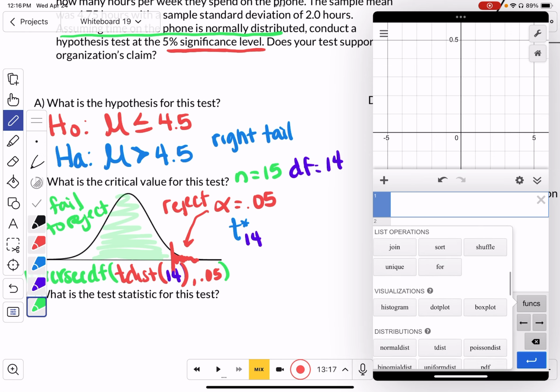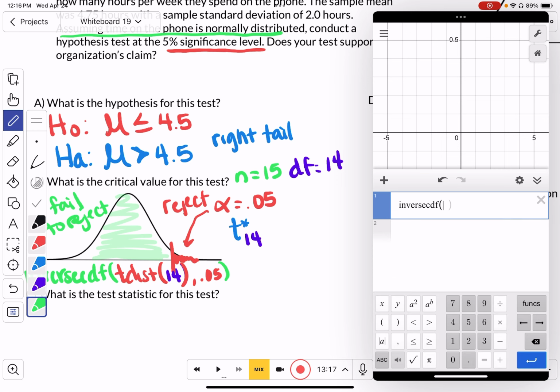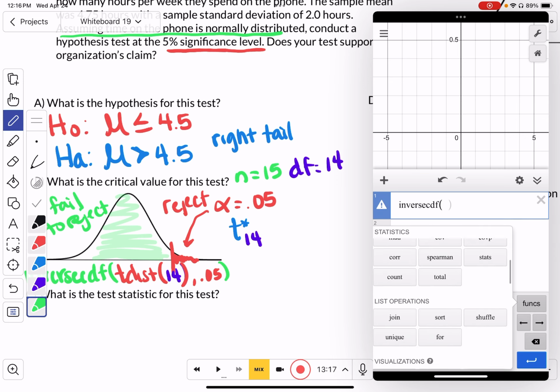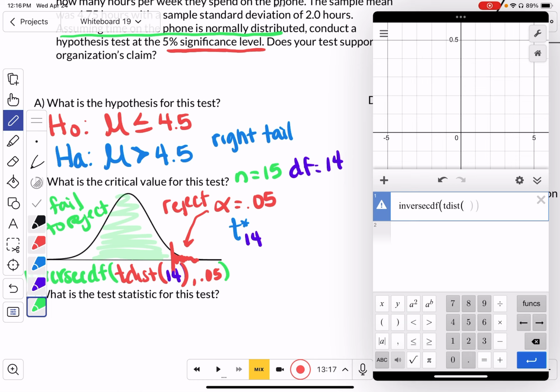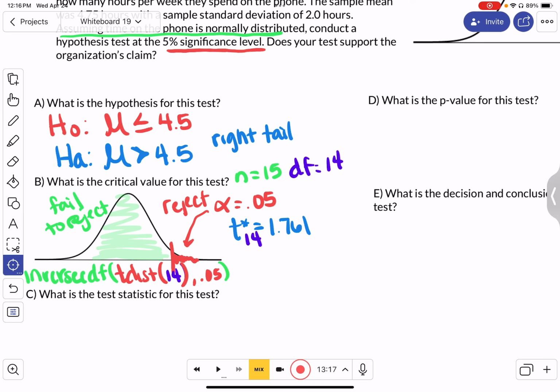So we have inverse CDF, t dist, 14 degrees of freedom, comma, 0.05. Notice it's negative, but I want the positive. So this is equal to 1.761. So what this does is that tells me that any value that is 1.761 or greater is going to put us in the reject region. Any value that's less than that is going to be plausible, or we'll fail to reject it.